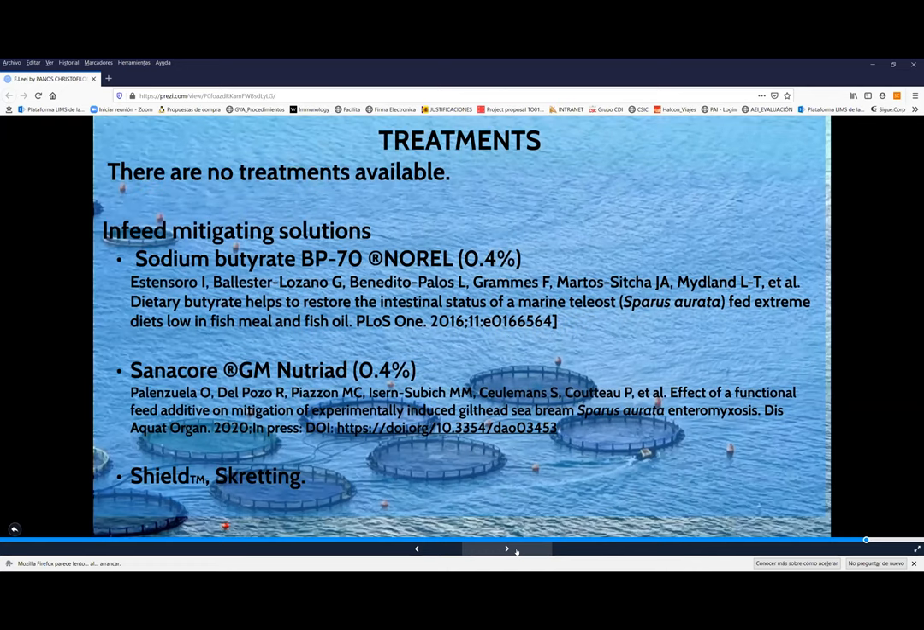Currently, there are no treatments available against this disease. However, we've been investigating some in-feed mitigating solutions. So there are some diets or additives like sodium butyrate or the diets Sanacor or Shield that lower the disease signs of these parasites. So they actually do not cure the parasite, but at least they will help the fish cope better with the disease and show less disease signs.